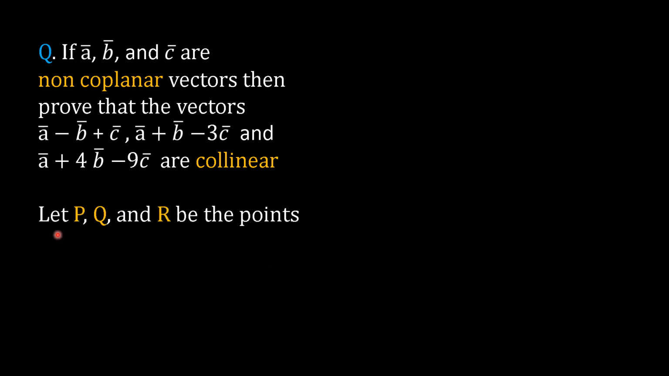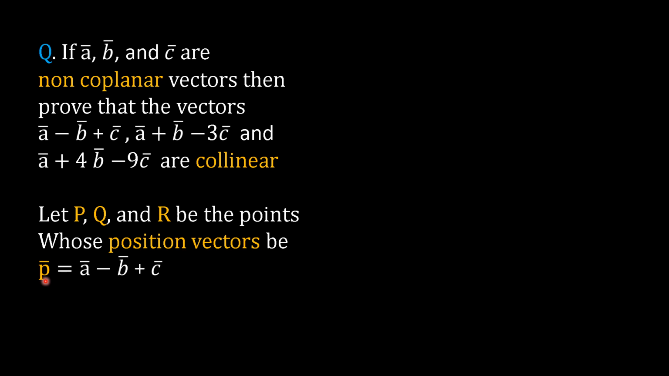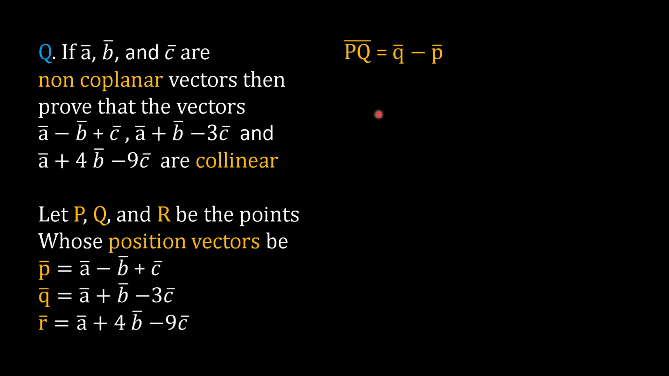First, we will assume P, Q and R as the points whose position vectors are P bar equals a bar minus b bar plus c bar, which is this vector, Q bar equals a bar plus b bar minus 3c bar, which is this second vector, and R bar equals a bar plus 4b bar minus 9c bar, which is the third vector. Now we will find out PQ bar, which will be Q bar minus P bar.